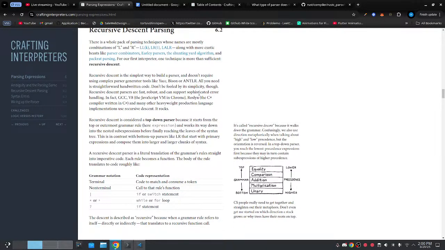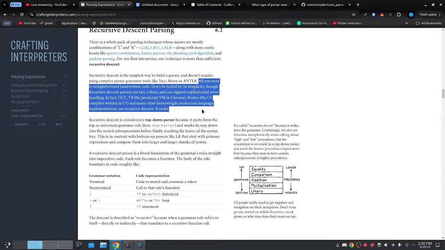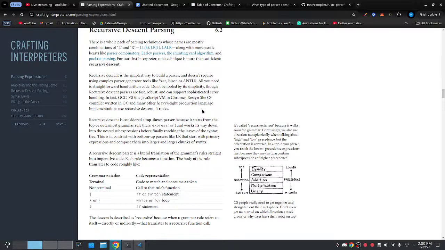It doesn't require complex parser generator tools like YACC, Bison, or ANTLR. All you need is straightforward handwritten code. Don't be fooled by its simplicity though, because recursive descent parsers are fast, robust, and can support sophisticated error handling. In fact, GCC, V8, the JavaScript VM in Chrome, Roslyn, the C Sharp compiler written in C Sharp, and many other heavyweight production language implementations use recursive descent. It rocks.